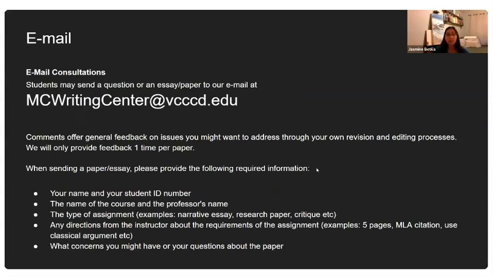We also have email tutoring available if you can't make an appointment, and this is also available at that first Writing Center homepage, so you can find all of the details there. But this is the email that you would use, and you'd want to include this information, including your ID and your course and professor's name, the assignment, and any details you have, and then you'll email that over and you'll receive feedback one time per paper within 24 to 48 hours. So it's not as detailed as working online with a tutor, but it's another option available for you.